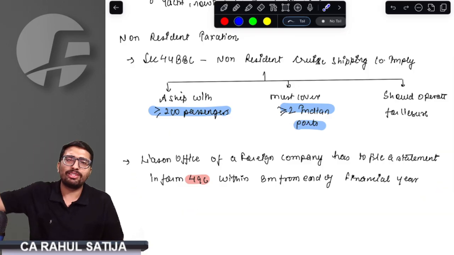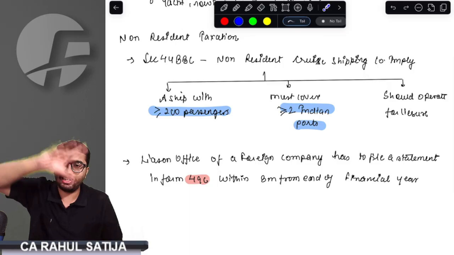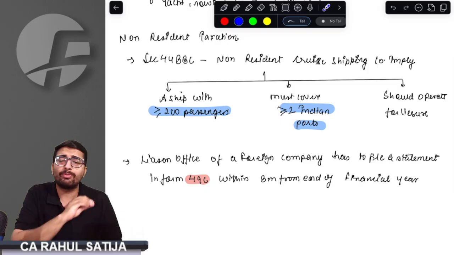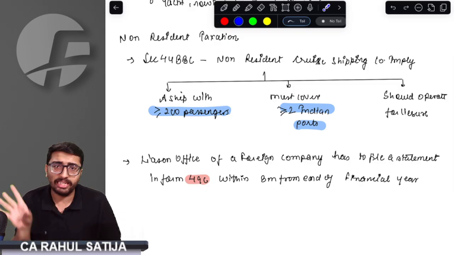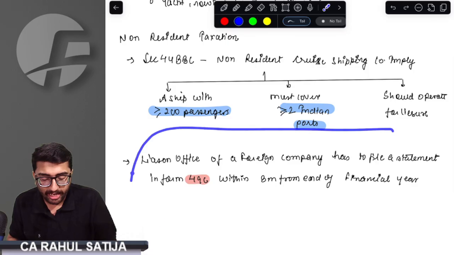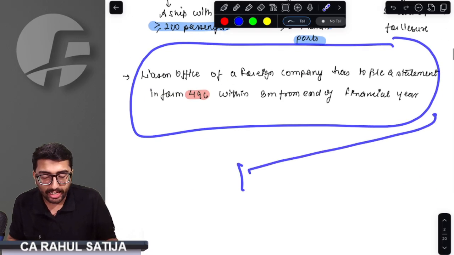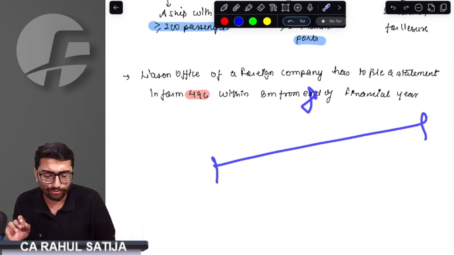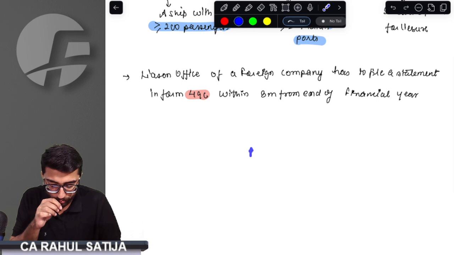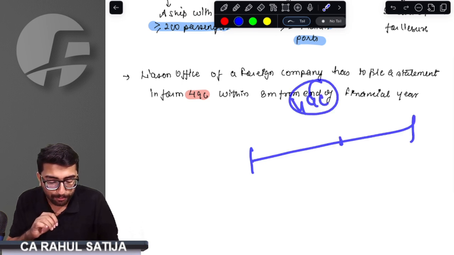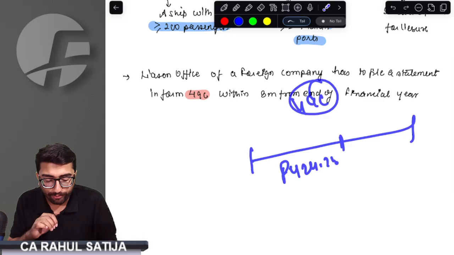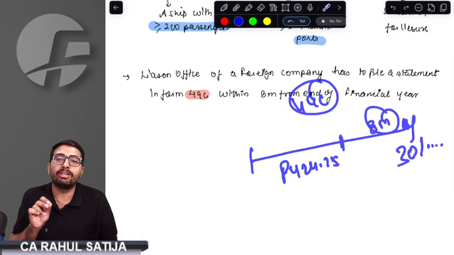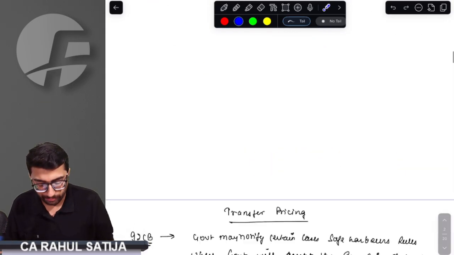Also, sir, many foreign companies used to have a license office in India, with no transaction, just a license office. These license offices were not held accountable in any case. But now, even if they don't do any transaction, they have to submit a statement of financial transaction in form 49C. For previous year 24-25, they have to submit it within 8 months from the end of the financial year, that means up to 30th November.